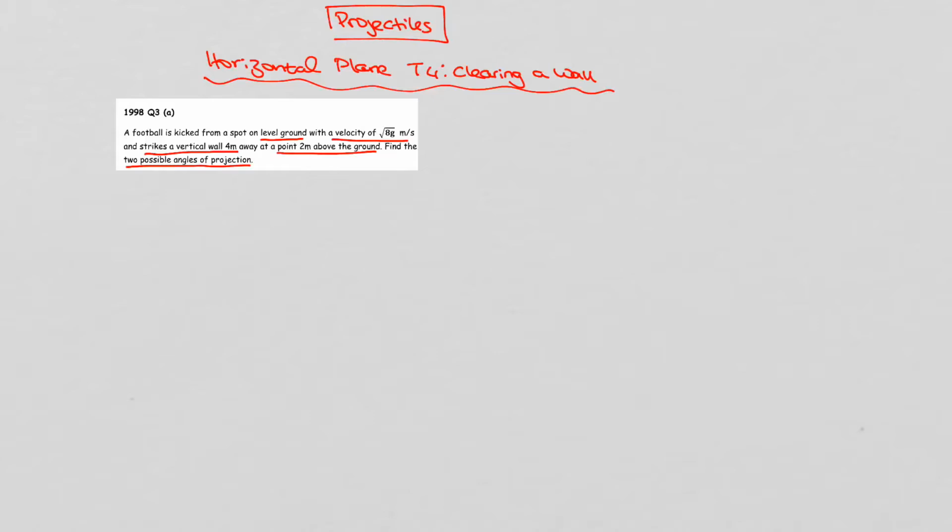So again, if we do a little sketch so we can see what's happening. It's kicked from the ground, which is level, and we don't know what the angle is, so our angle of projection is going to be alpha. It has an initial velocity of root 8g meters per second. And then we have our projectile path striking a wall, and the height at which it strikes the wall is 2 meters.